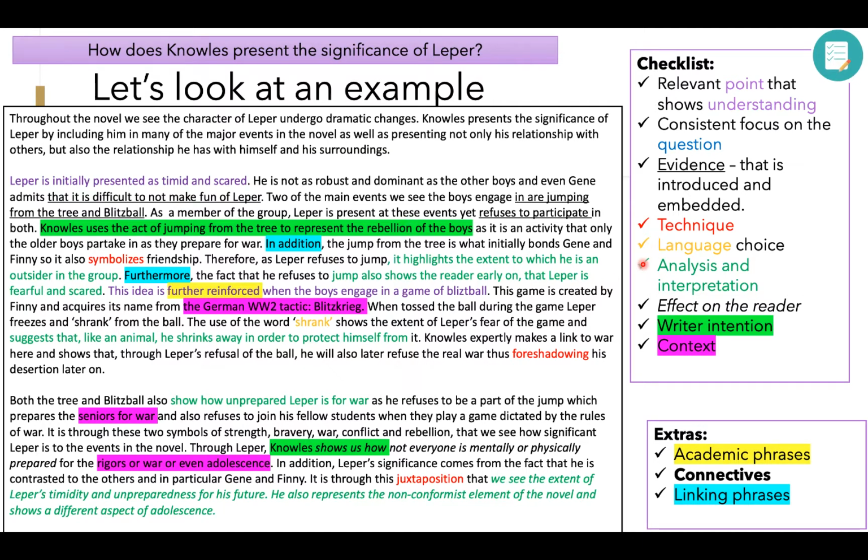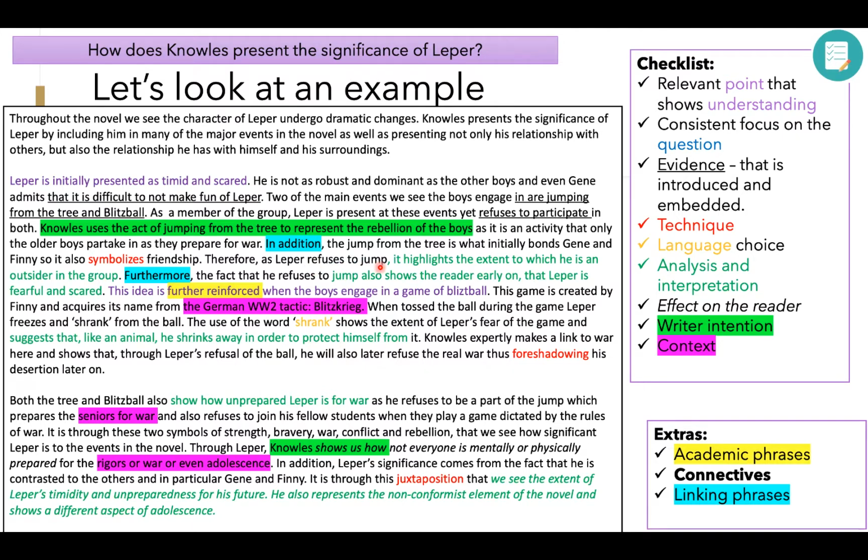Now this is interpretation, so I'm interpreting what I think it means, and then I explain why. It's an activity that only the older boys partake in as they prepare for war. In addition, so I'm linking my ideas here using my connectives to move on. The jump from the tree is what initially bonds Gene and Finny, so it also symbolises friendship. So here I'm talking about a technique because it's a symbol. Therefore, this word here shows that I'm going to add to my analysis and interpretation.